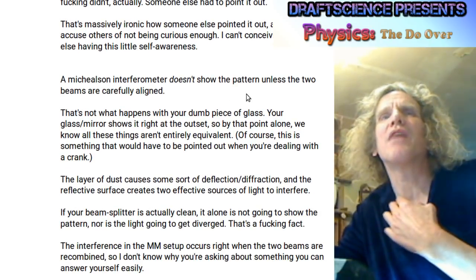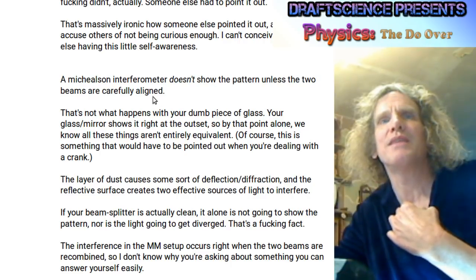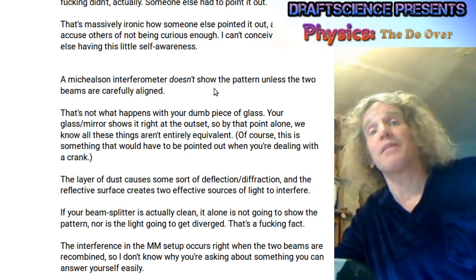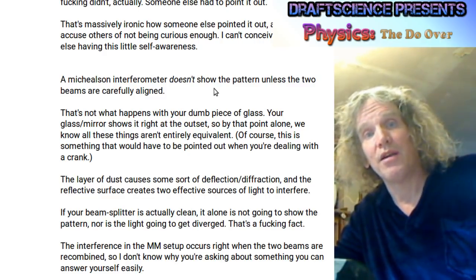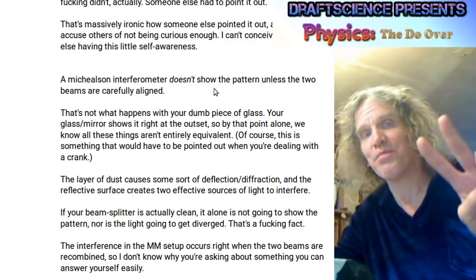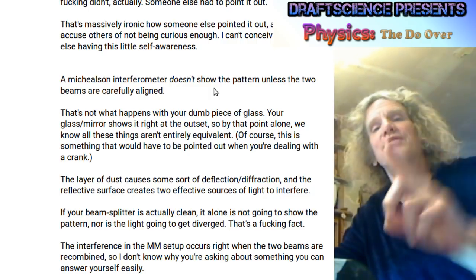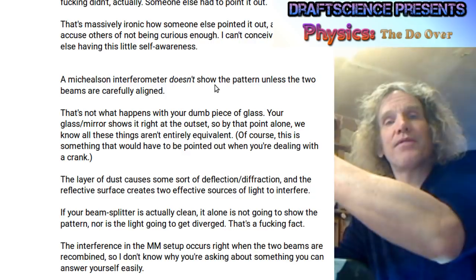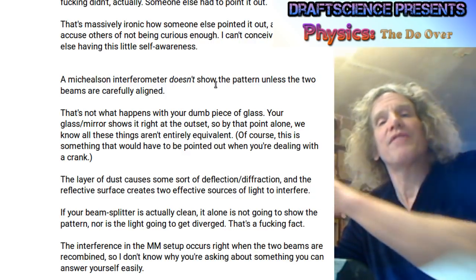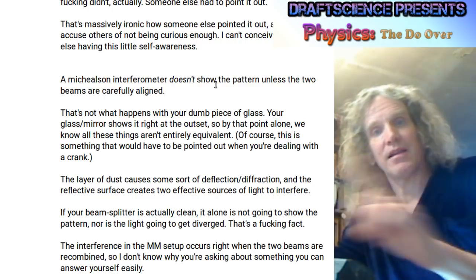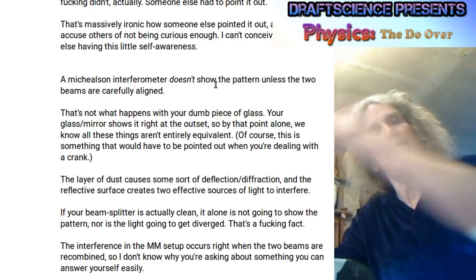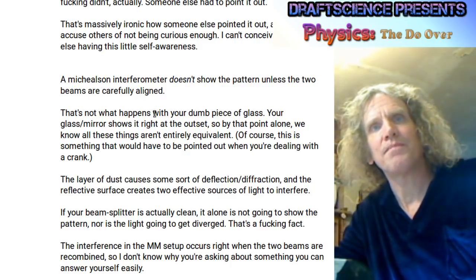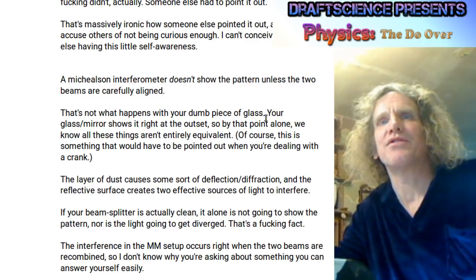A Michelson interferometer doesn't show the pattern unless the two beams are carefully aligned. So I just already pointed out how, no, you can get the pattern by doing all kinds of messed up stuff. You don't even have to come close to having any two beams or any kind of alignment. You can actually just reflect light off a dirty mirror, then off another mirror, and project it at a different angle on the wall. So you don't even have to have anything reflect back through anything. You can just do two mirror trips, and you'll get the pattern. Asshole. That's not what happens in your dumb piece of glass.